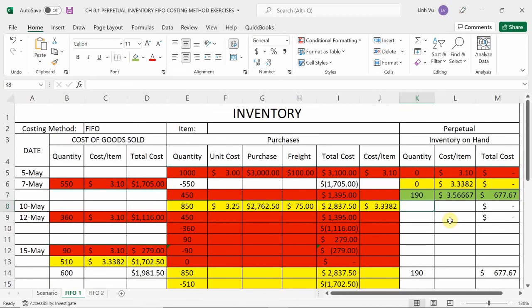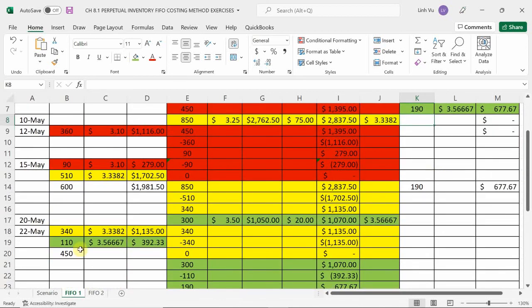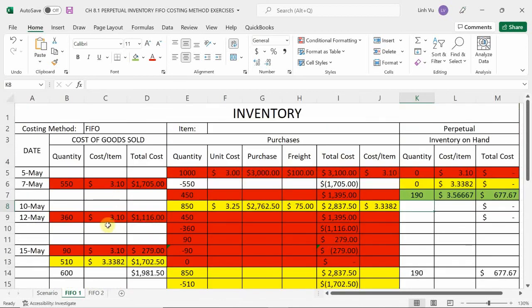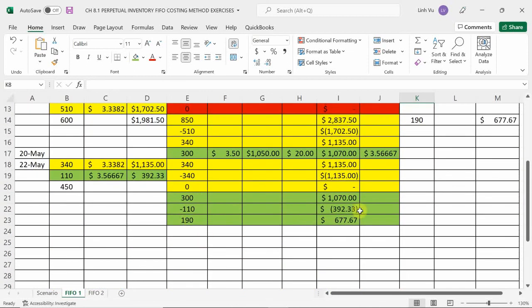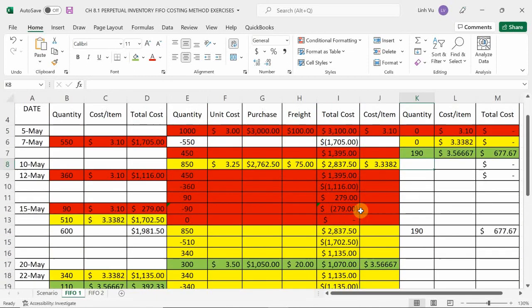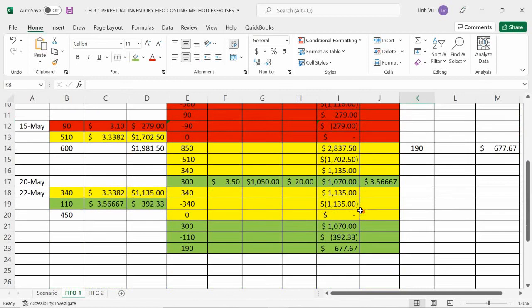So in this case, this is for answer sheet purposes, okay? So you can see what's going on, right? I see that I sold something, so I take that number and I subtract it out, and this is what I have left remaining, okay? So there you go. That's my green batch. And now I only have 190 units left at 677 and 67 cents, okay?